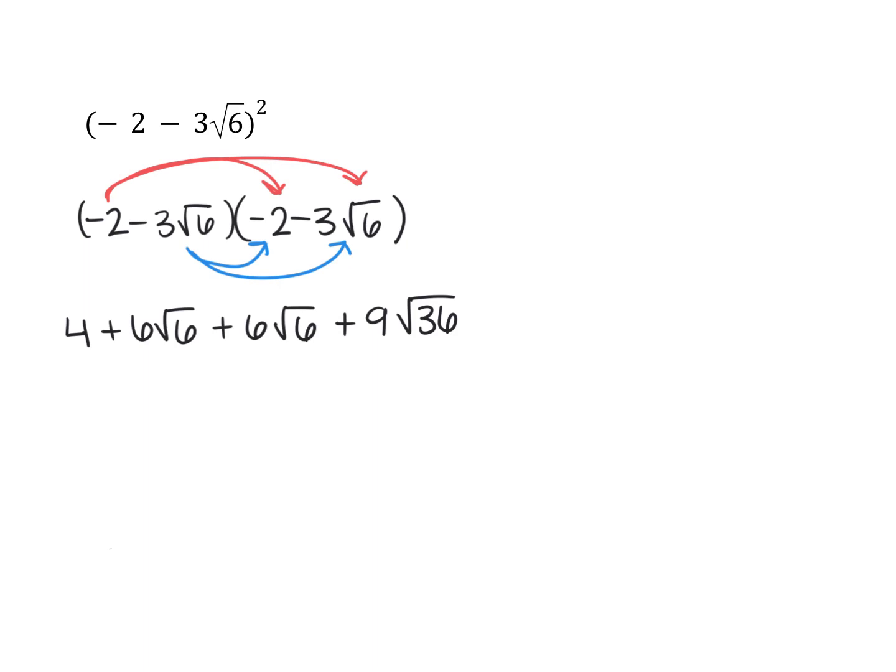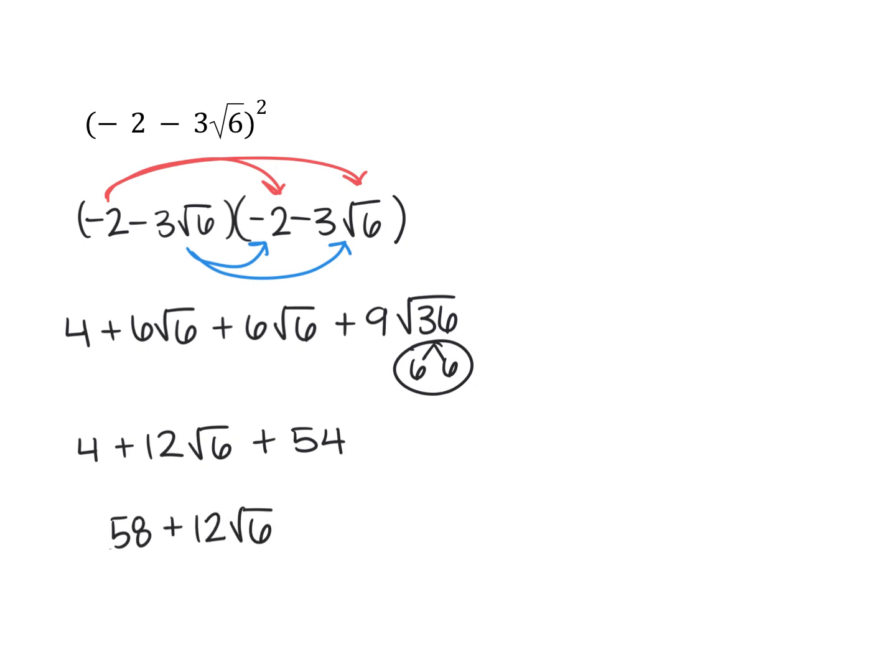So the square root of 6 can't simplify, but 36 is 6 times 6, so I have a pair of 6's there. So I get 4 plus 12 square root 6 plus, and then 9 times 6 is 54. And then 54 plus 4 is going to give me 58 plus 12 square root 6. And that is the final answer.